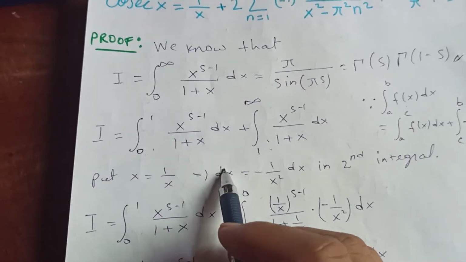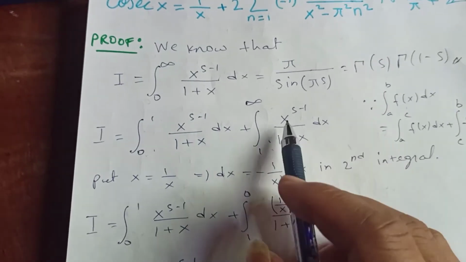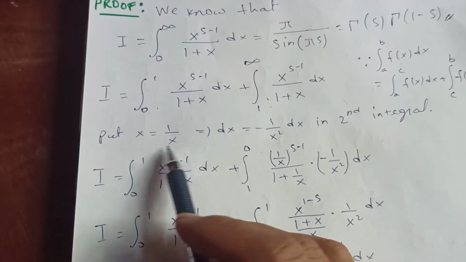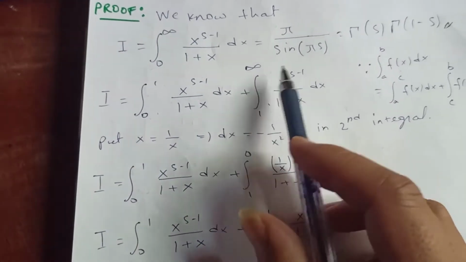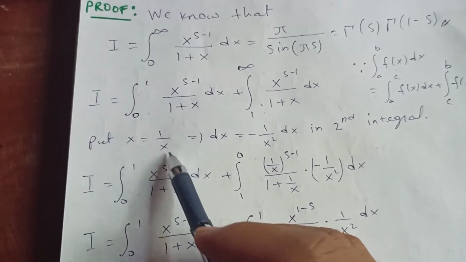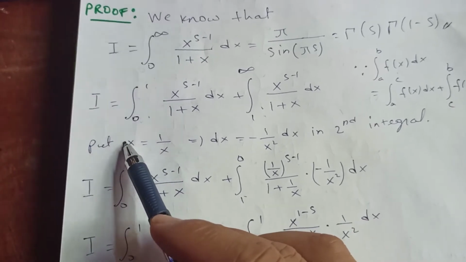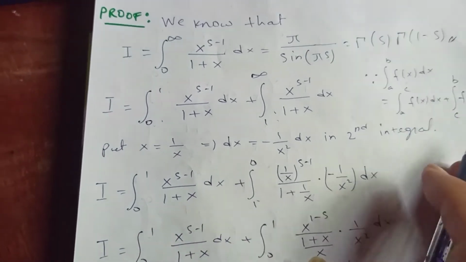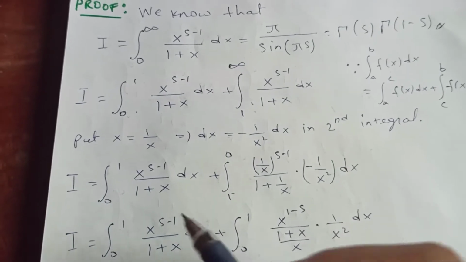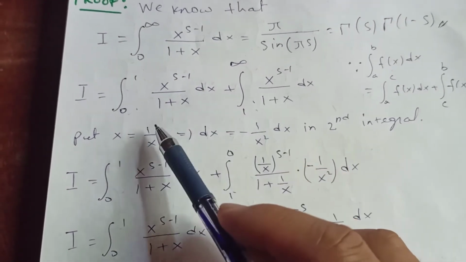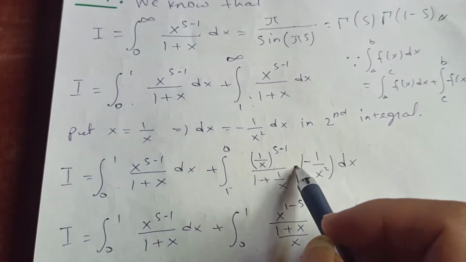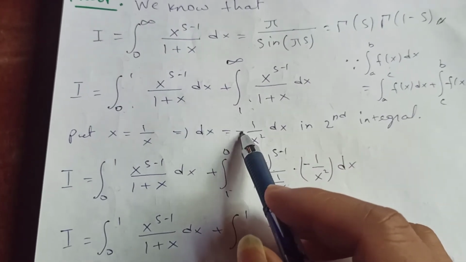So dx is negative 1 over x squared dx in the second integral. I is equal to the integral from 0 to 1 of x to the s minus 1 upon 1 plus x dx plus, now the turn of this one. If you put x equal to 1, the new x will be 1. If you put infinity, the new x will be 0. I hope you understand the upper and lower limits of this integral. Now this x is nothing but 1 over x, so 1 over x to the s minus 1 upon 1 plus 1 over x, times dx, which is negative 1 over x squared dx.